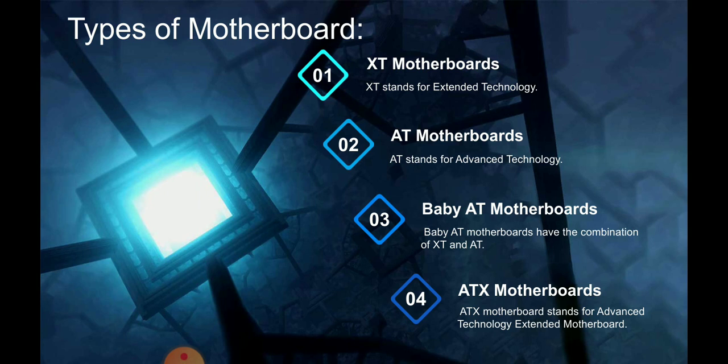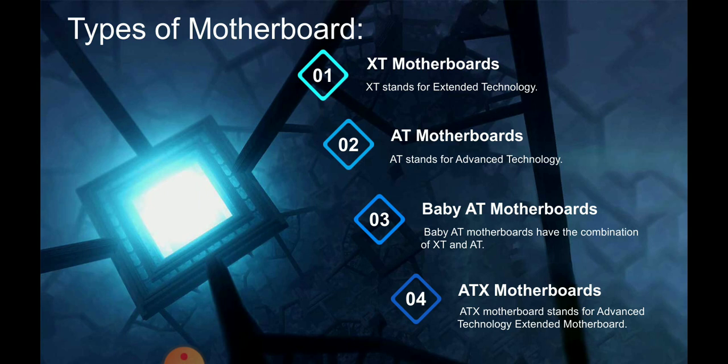AT motherboard stands for Advanced Technology. Here the PGA socket, that is pin grid array, is used, SDRAM slots are used, and 20-pin power connectors are used. The slots used are SDRAM for memory, and PCI and ISA slots for other purposes. The example is the Pentium 3 processor.